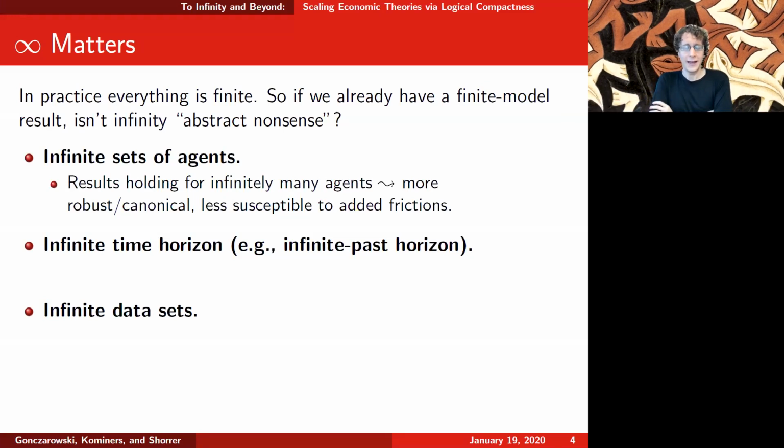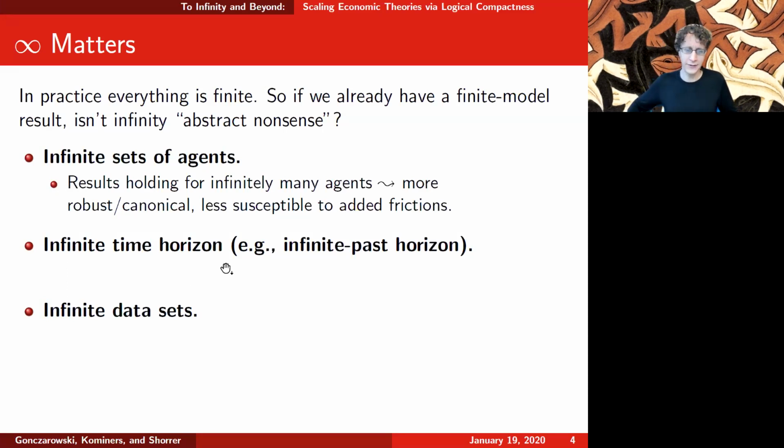And there's also a sense in which these are less susceptible to frictions. Some results use the finiteness of the set of agents in a way that if you start adding more agents, or if you pass to a large market limit, the result breaks down.